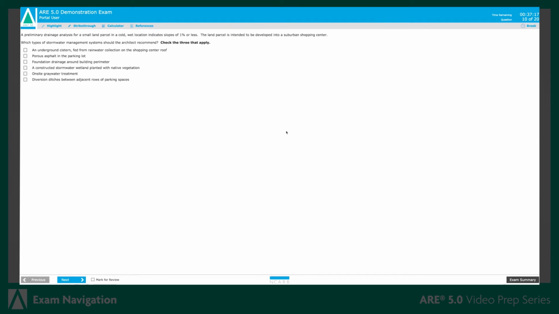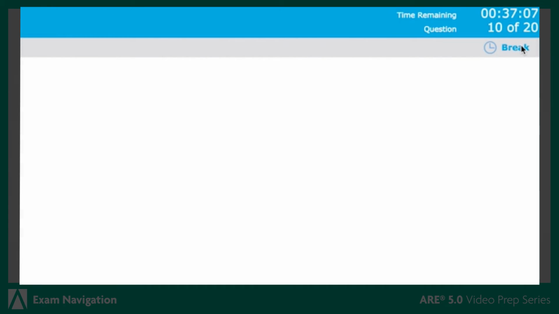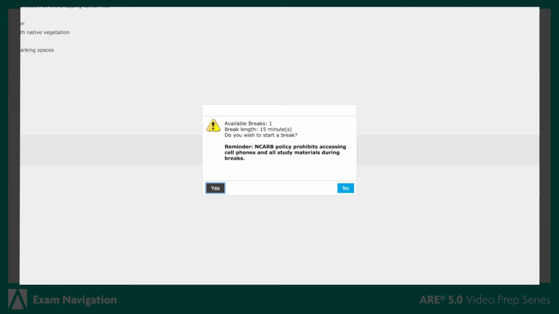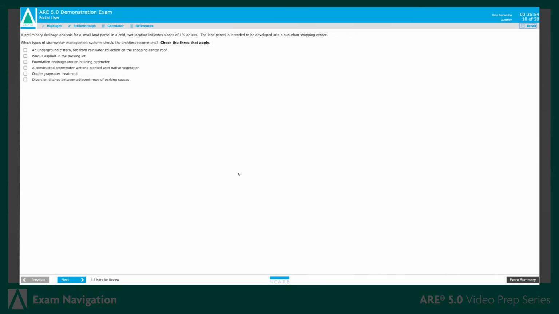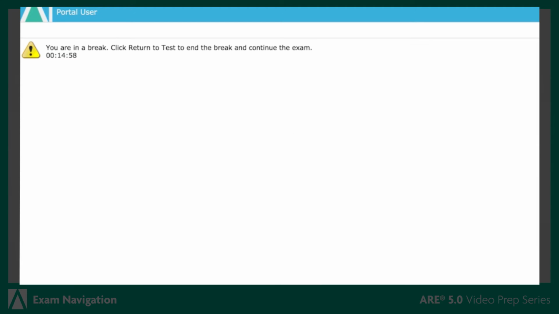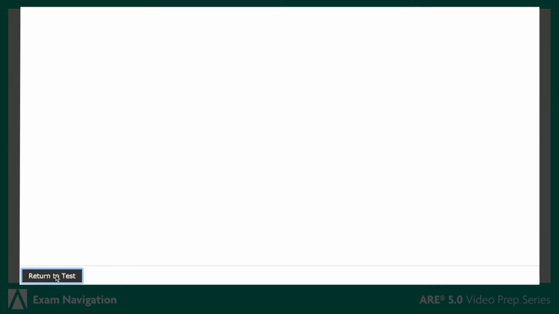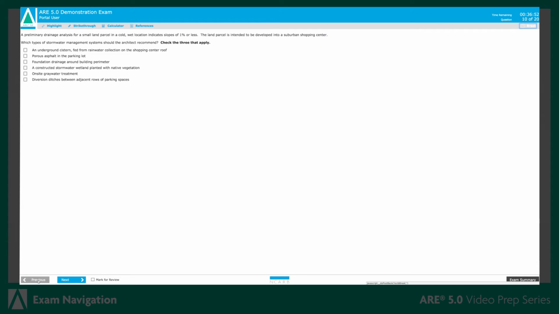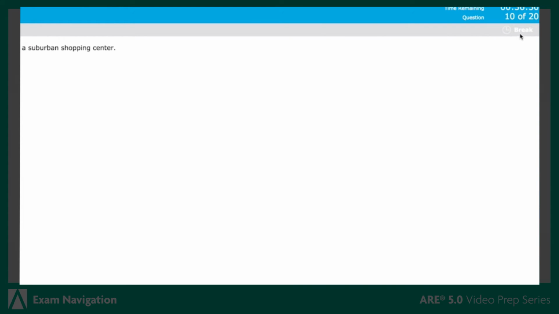Unlike previous versions of the ARE, there is no mandatory break time in ARE 5.0. Instead, you'll have one 15-minute break you can take at any point. When you want to start your break, simply click the break button in the upper right-hand corner. You will be asked to confirm and reminded that accessing study material or cell phones is prohibited during your break. Once you confirm, your exam time will pause and a new clock will begin for your break period. When you have completed your break, click Return to Test and resume your exam. Notice the break button is no longer available. Any unused break time cannot be used later in the exam.